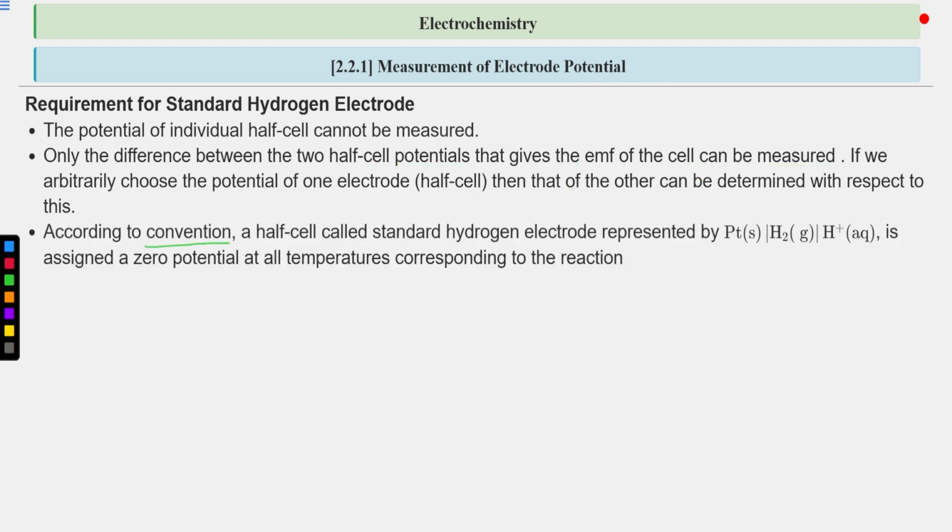According to the convention, a half cell called the standard hydrogen electrode, or SHE, represented by Pt | H2 | H+, is assigned a zero potential at all temperatures. So basically, we take the potential of the standard hydrogen electrode, represented by this cell representation, as zero at all temperatures.